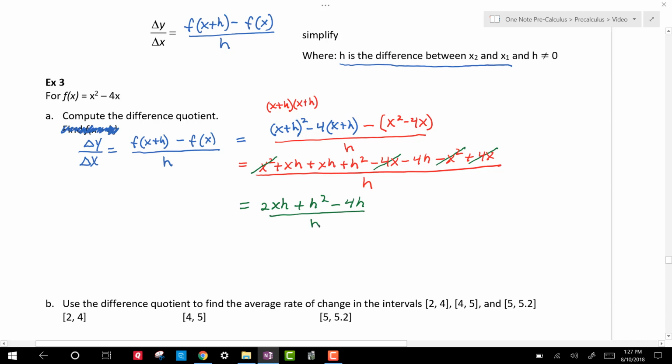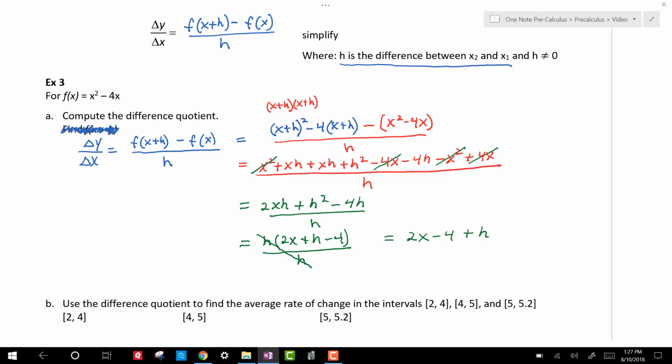Now, each of my terms on the numerator has an h in it, so I'm going to factor out an h from the numerator. h times 2x plus h minus 4 all over h, and I'm going to cancel those two guys off right there, and I'm left with 2x minus 4 plus h.